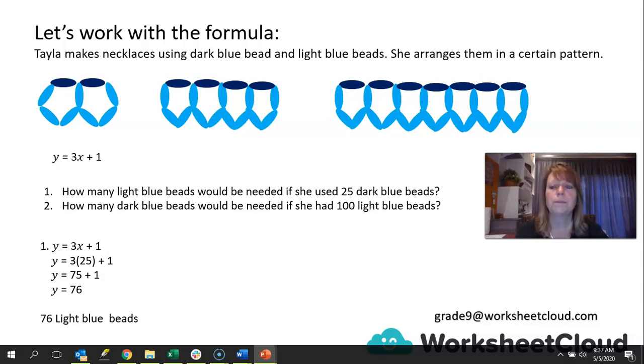Okay, the next one is how many dark blue beads would be needed if she had 100 light blue beads. So your 100 now is your Y value. So we're going to plug it into the formula. 100 is equal to 3x plus 1. We are now going to try and work out what x is because that is the dark blue beads. Okay, so it would be 100 minus 1 because you take that one across the equal sign. It's 99 divided by 3 because you have to do the inverse operation. And 3x is 3 times x, so you would divide by 3. You end up with 33 as being x, so she would need 33 dark blue beads.